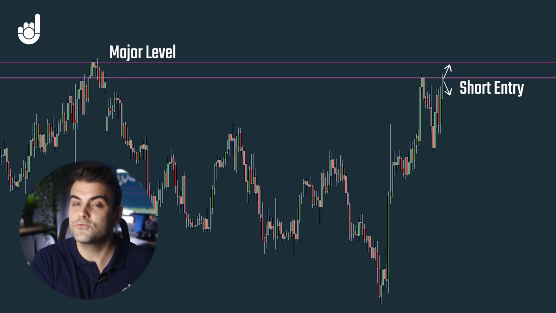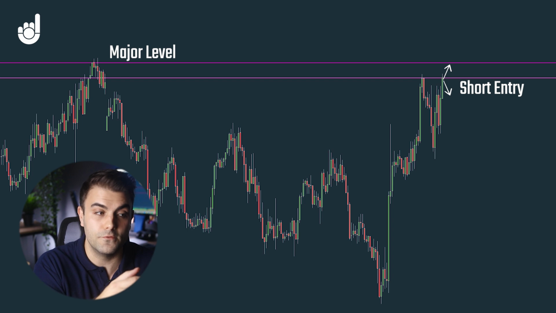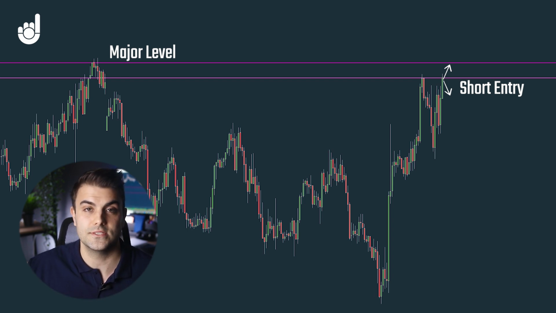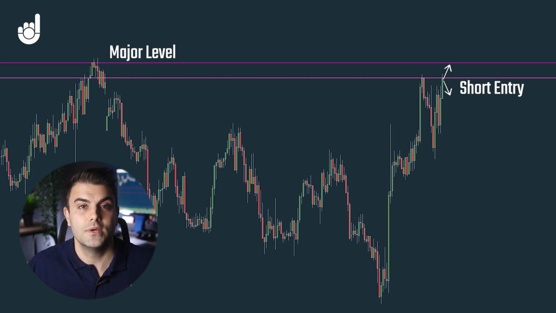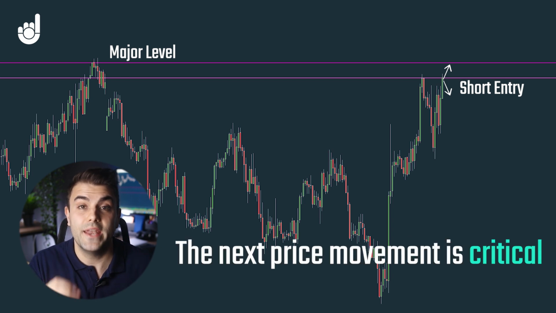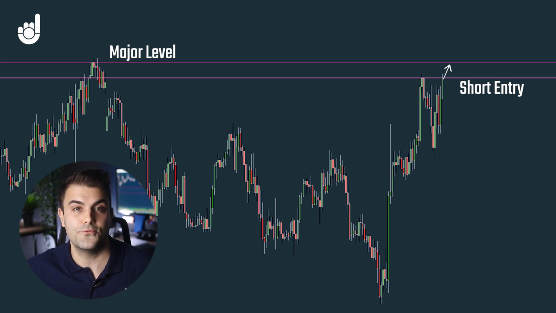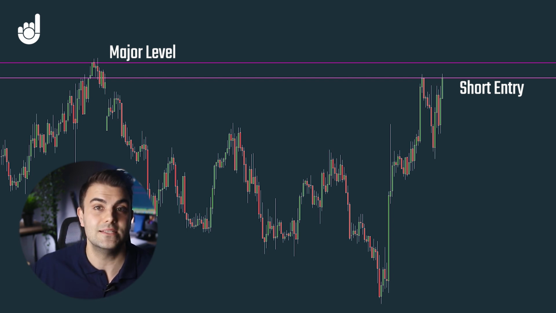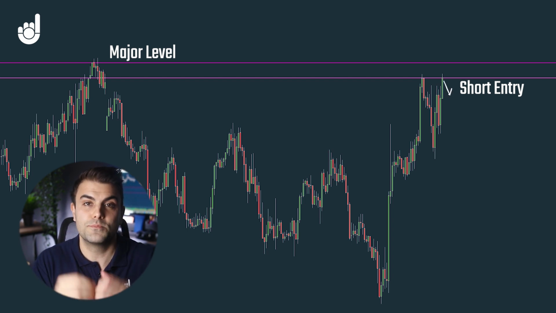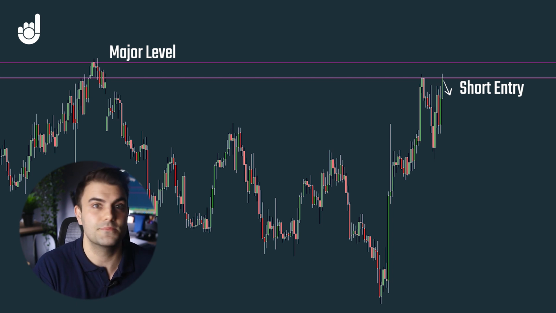But if the price does respond to the setup that you found and moves away from that level, the uncertainty is gone. So one way or another, the next price movement is critical. Now, if I enter my trade, the price may then head towards that level and I'll be in a loss. But if I don't enter my trade because I'm anticipating that may happen, it may then respond to the setup that I didn't take and I miss my opportunity.